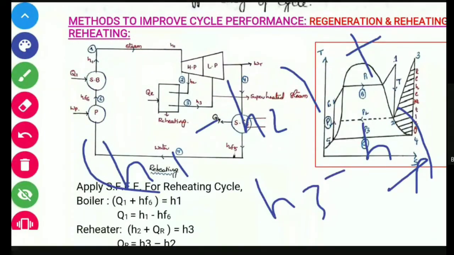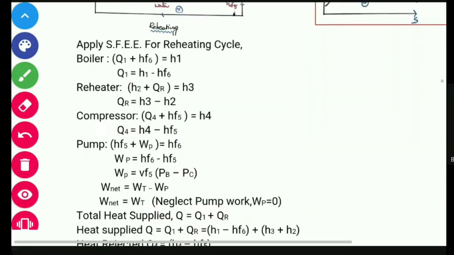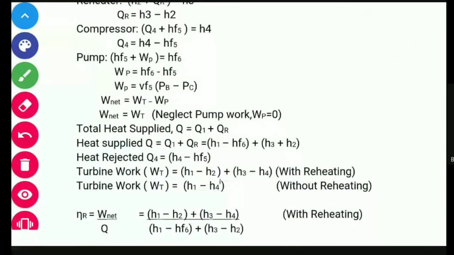So these two are the individual works, but for the total work you have to add, right? That's why here, see, turbine work is H1 minus H2 plus H3 minus H4 with reheating.